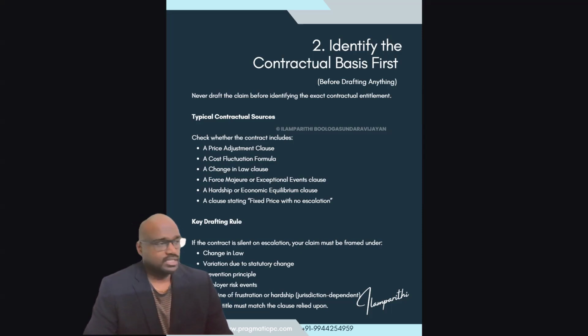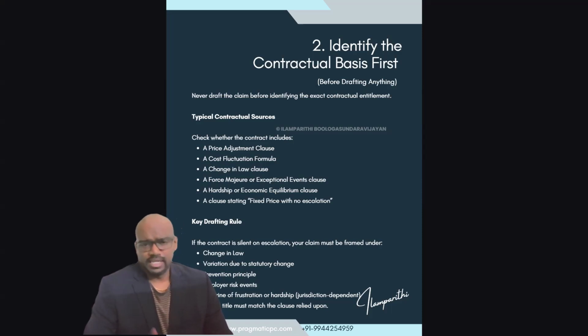Then you can check for a change in law clause. Then go to the force majeure or the exceptional event clause, the hardship or economic equilibrium clause. Under Indian jurisdiction, they used to say economic duress. Also look for a clause stating fixed price with no escalation.